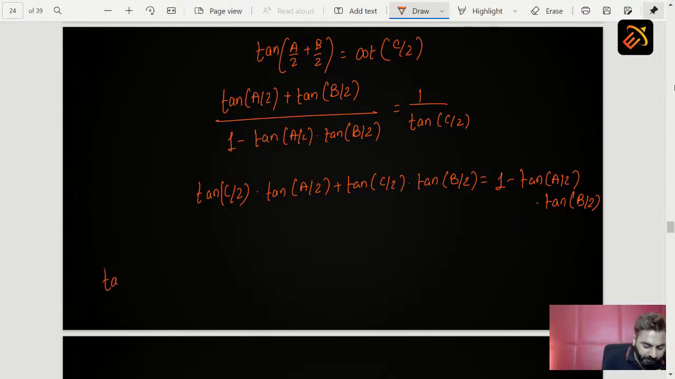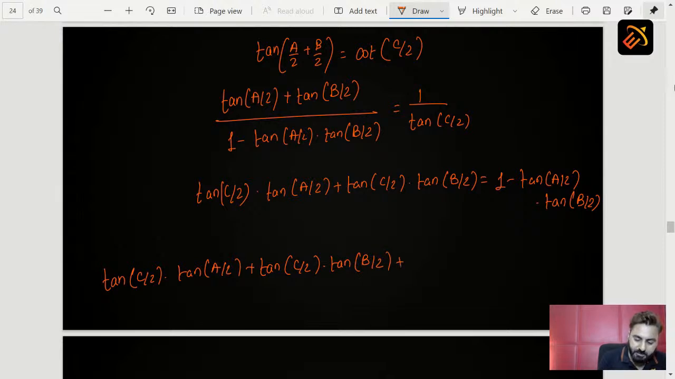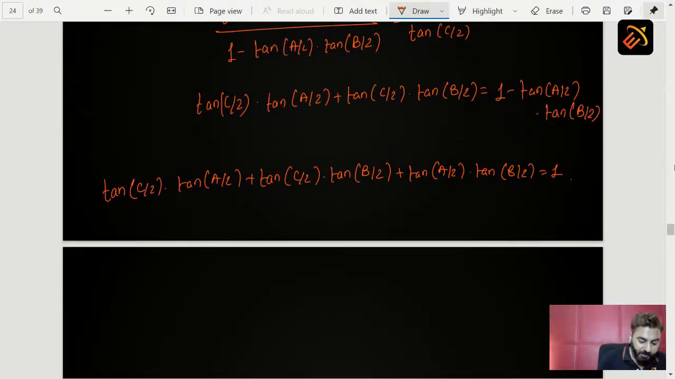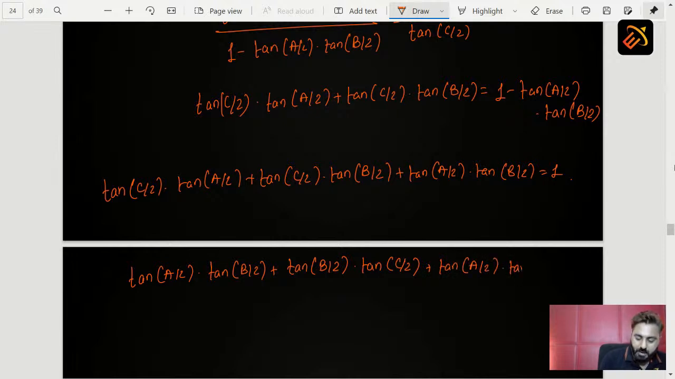Let's take this term on our left hand side. तो हमें क्या मिलेगा? tan c by 2 into tan a by 2 plus tan c by 2 into tan b by 2 plus tan a by 2 into tan b by 2 is equal to 1. Now when we rearrange this term, हमें मिलेगा tan of a by 2 into tan of b by 2 plus tan of b by 2 into tan of c by 2 plus tan of a by 2 into tan of c by 2 is equal to 1, which is nothing but your given question, and this is how we solve our sum.